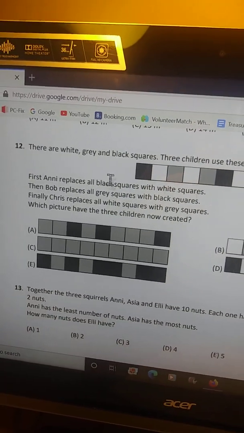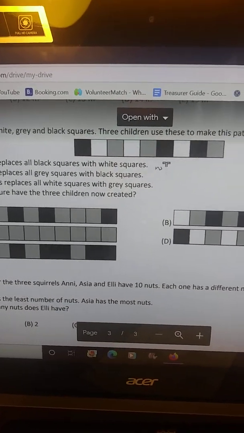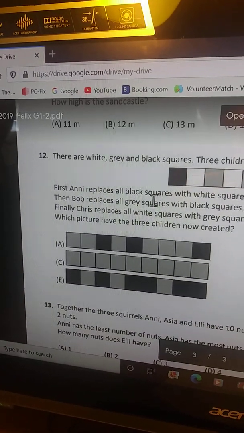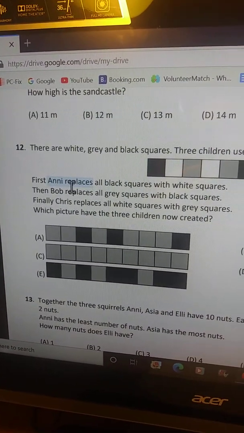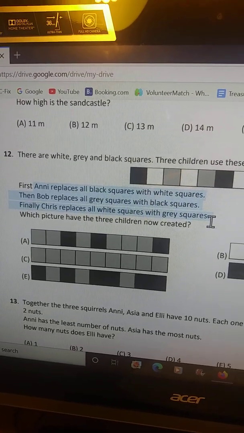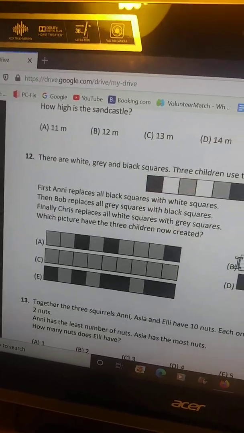So you have white, gray, and black squares. So 3 kids are using this to make this pattern. So first, Annie replaces all black squares with white squares. Then Bob replaces all gray squares with black squares. Then Chris replaces all white squares with gray squares. Okay, so how should we approach this problem?